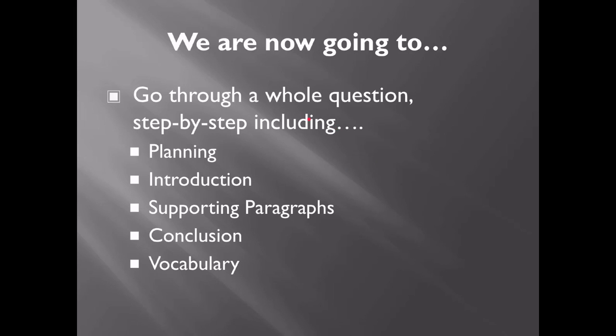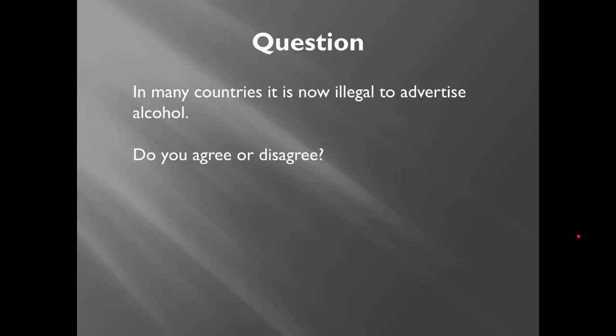So now we're going to take a different question and we're going to go through step by step and write it together step by step. So we're going to go through the planning, the introduction, the supporting paragraphs, the conclusion, and the vocabulary. In many countries, it is now illegal to advertise alcohol. Do you agree or disagree?